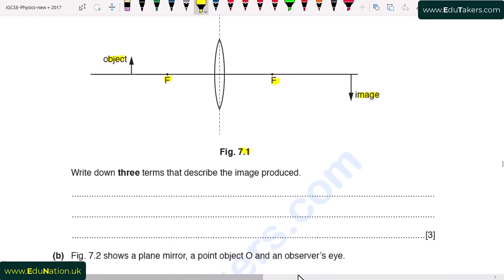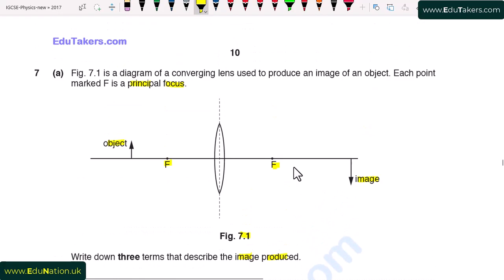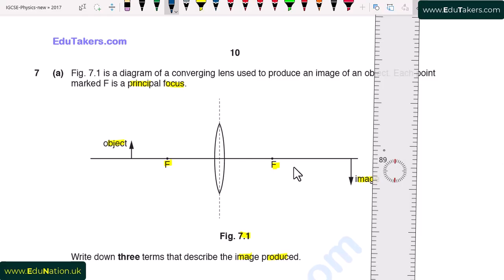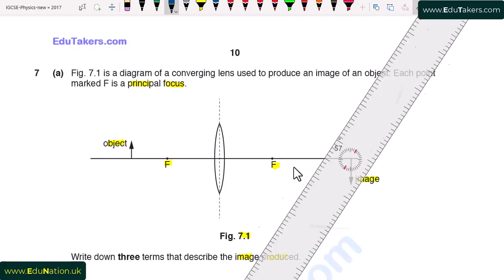Write down three terms that describe the image produced. So here we have to describe the three properties of the image. First of all, I form the image and then I see whether this image is real or virtual, inverted or upright, or it is diminished or larger in size. So first of all, I use a ruler and draw the first line. The first line is basically that passing through the focus point, and then it becomes parallel to the principal axis. So I draw its path.